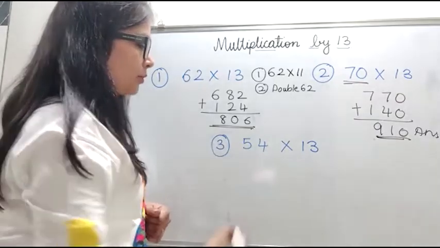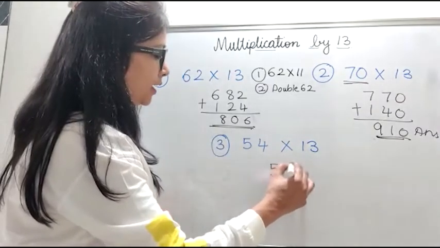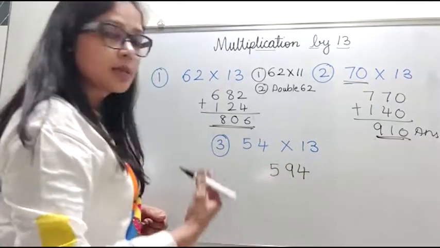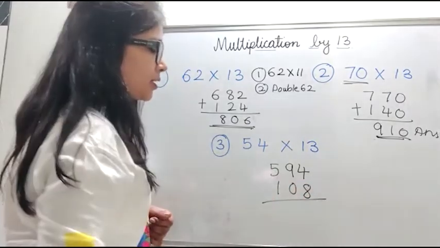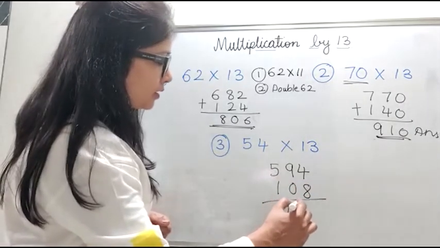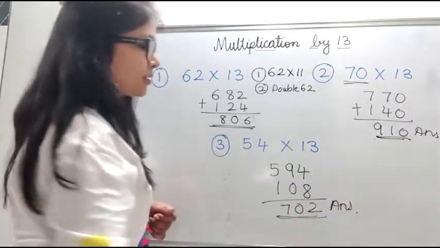Right? Let's solve the number 54 into 13. So 54 into 11 gives you 594. Simply double the number 54. That's 108. So your answer is 702. So that's your answer.